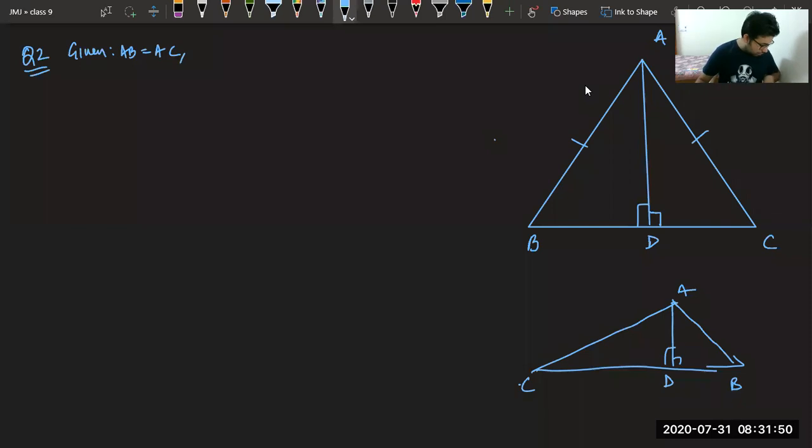Let me hurry this. We have to prove AD bisects BC. So AD is perpendicular. So we can say 1 equal to 2. Angle 1 equal to angle 2 is equal to 90 degree. And we have to prove first part. Now we have to prove this thing that you were saying. AD bisects BC. Very easy.